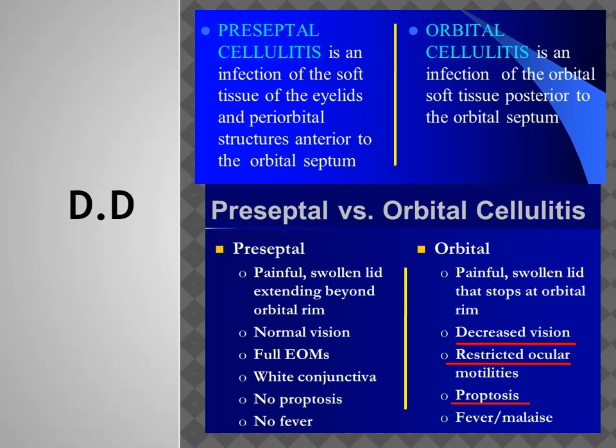How to differentiate between pre-septal cellulitis and orbital cellulitis? In pre-septal cellulitis, there is a painful swollen eyelid extending beyond the orbital rim. Vision and ocular motility are normal, while the conjunctiva is white and there is no proptosis, maybe mild fever or no fever. But in orbital cellulitis, there must be decreased vision, restricted ocular motility, and also proptosis. Fever and malaise are common symptoms.